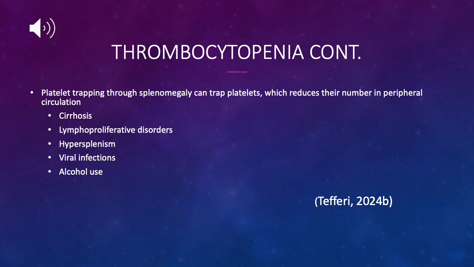Viral infections can irritate your spleen, again, which causes the removal of the platelets from the peripheral circulation, as well as alcohol use can damage your liver in a way that inhibits the production of other clotting factors, meaning you may use up more of your platelets than you usually would, as well as alcohol impairs the production of platelets from your bone marrow.